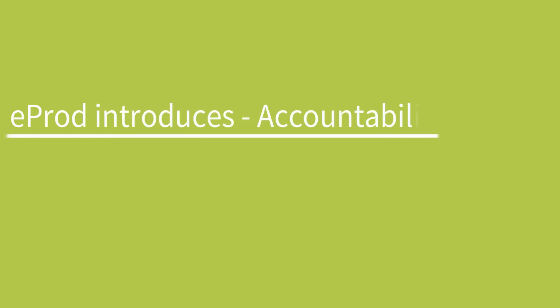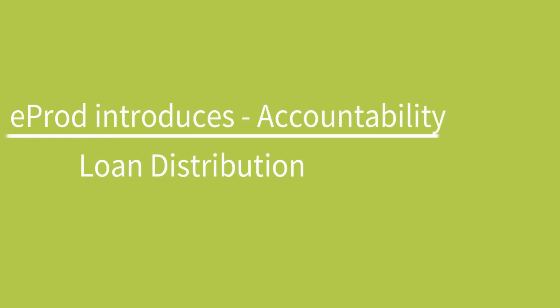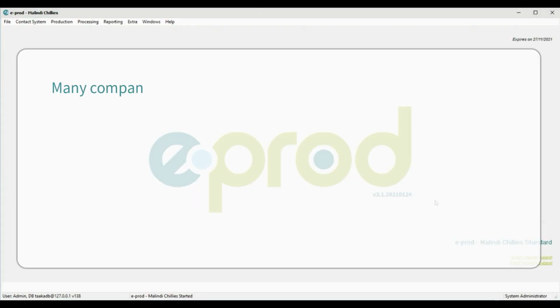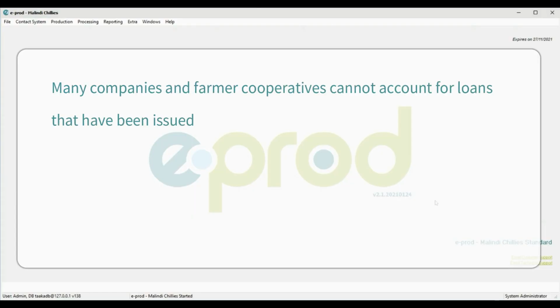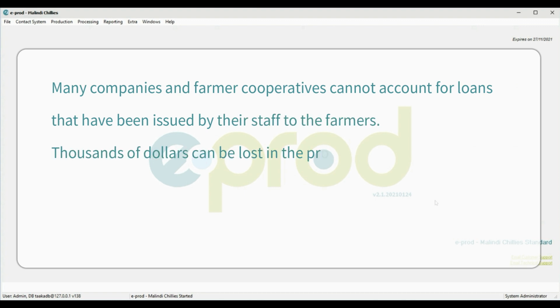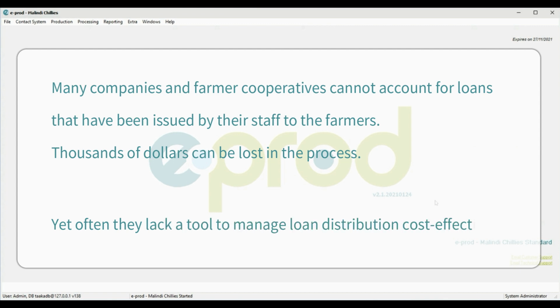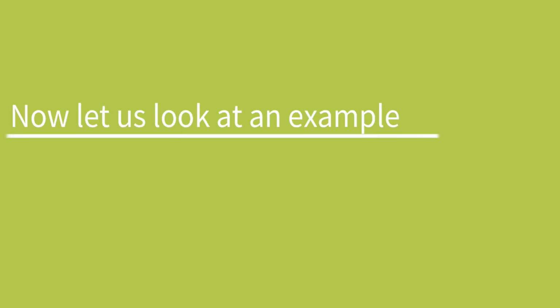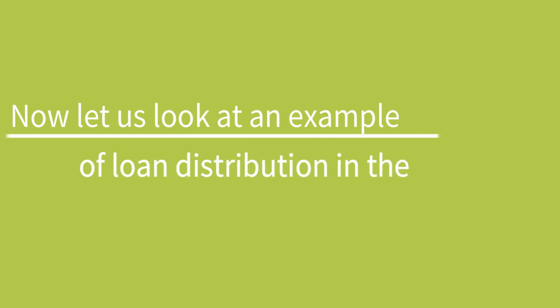Accountability, loan distribution in the field. Many companies and farmer cooperatives cannot account for loans that have been issued by their staff to the farmers. Thousands of dollars can be lost in the process, yet often they lack a tool to manage loan distribution cost effectively. Now let us look at an example of how eProd can help with loan distribution.